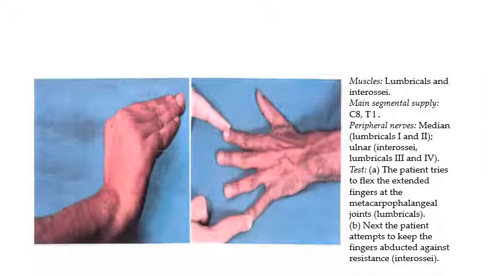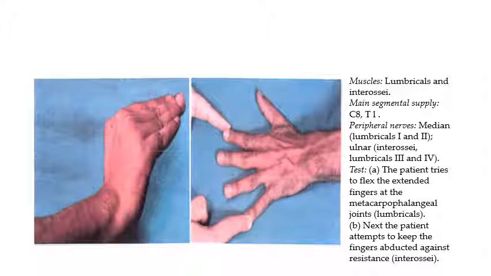The medial 2 lumbricals are supplied by the ulnar nerve, while the lateral 2 lumbricals are supplied by the median nerve, while all the interossei are supplied by the ulnar nerve. The lumbricals are examined by asking the patient to try to flex the extended fingers at the metacarpophalangeal joints, and the interossei are examined accordingly.